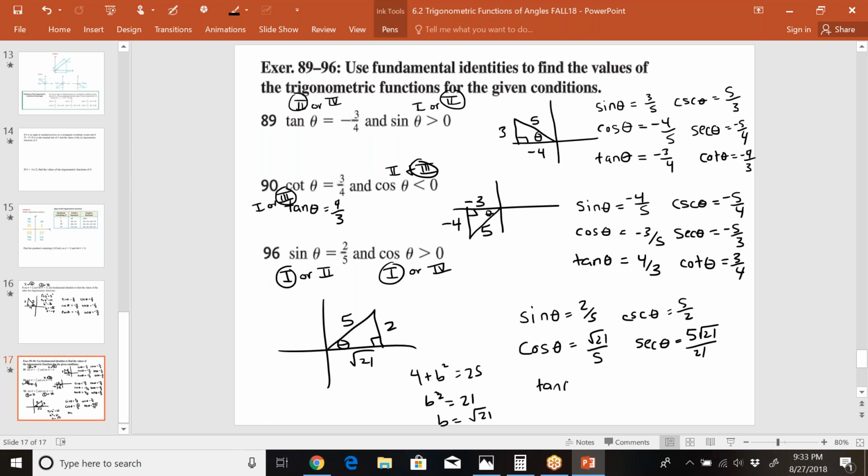And then tangent of theta is going to be 2 over square root of 21. So we're going to have to rationalize that. So that'd be 2 square root of 21 over 21. And then cotangent would be, remember, just the opposite. So it'd be square root of 21 over 2.